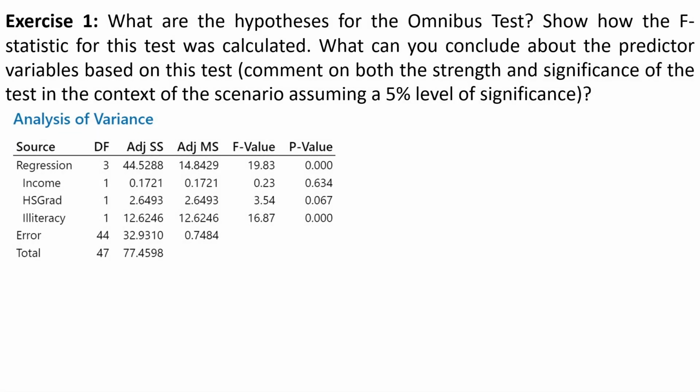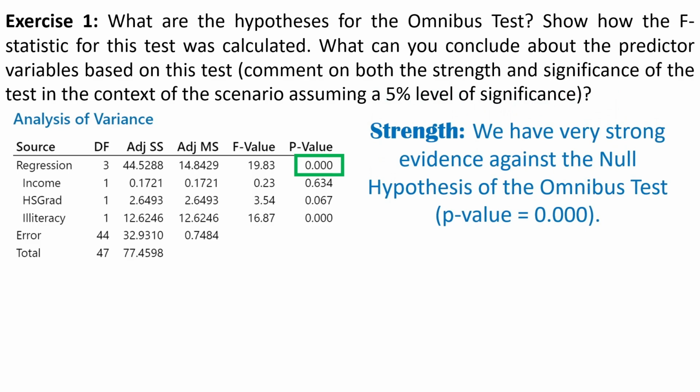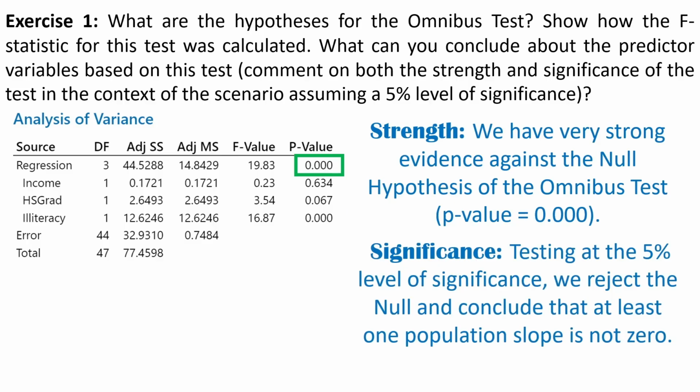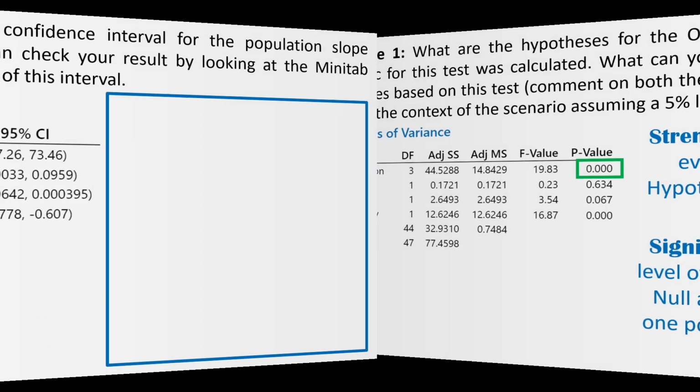So now we can comment on the strength and significance of the omnibus test. Looking at that p-value, we have very strong evidence against the null hypothesis of the omnibus test, since the p-value is very small. And for significance, testing at the 5% level of significance, we reject the null and conclude that at least one population slope is non-zero. Testing at 5%, if we look at the individual tests for income, high school grad, and illiteracy, it's only illiteracy for which we reject the null at the 5% level of significance, as you can see.